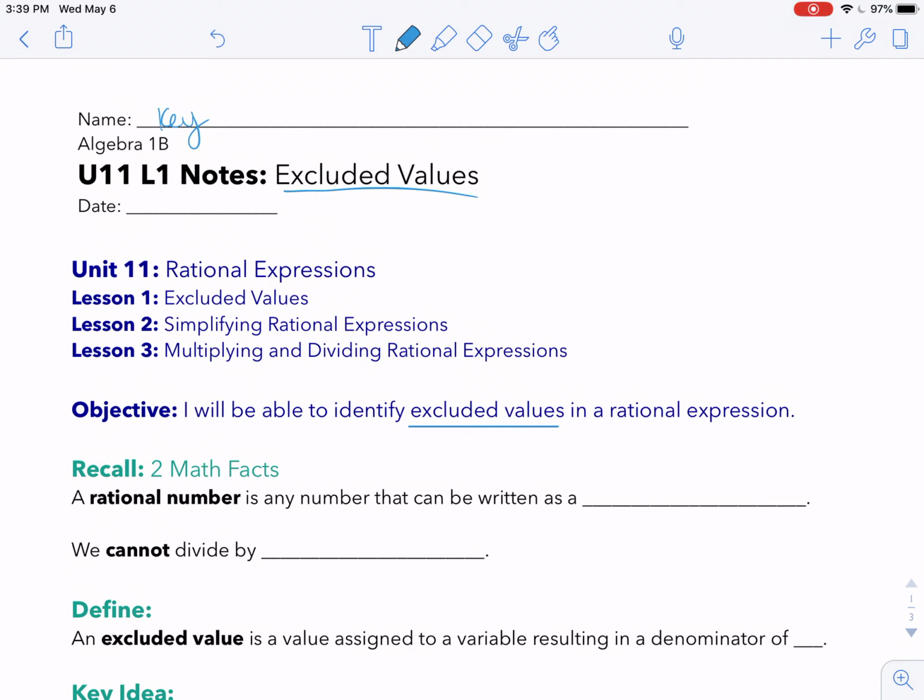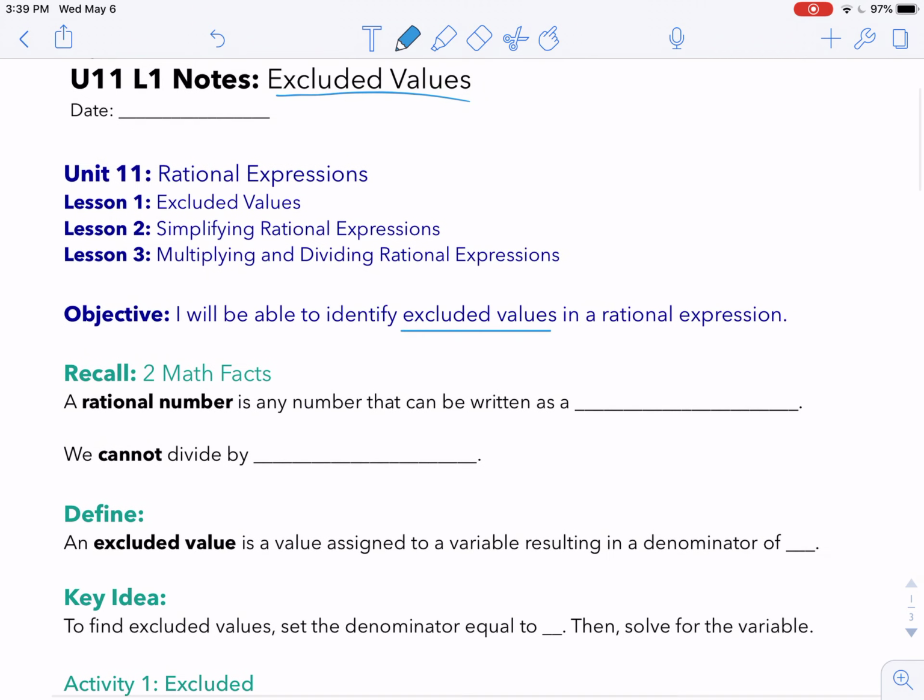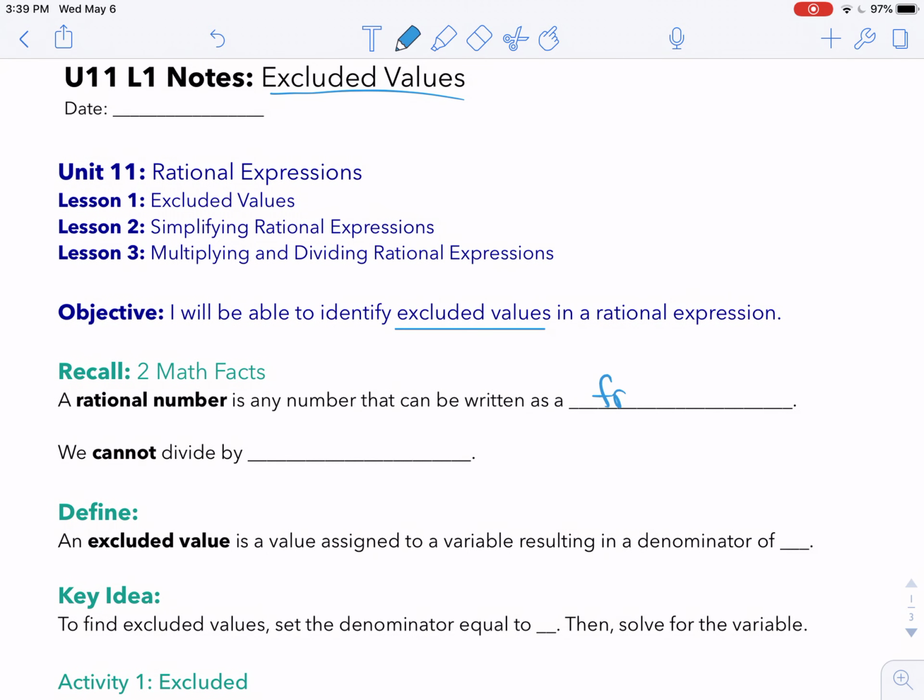A rational number is any number that can be written as a fraction. Remember, a fraction is something like a over b, just like that. That's a rational number. And finally, we cannot divide by 0. If we have like 5 divided by 0, for example, we say that is undefined. We don't have a definition for it. We can't do it. We cannot divide by 0.